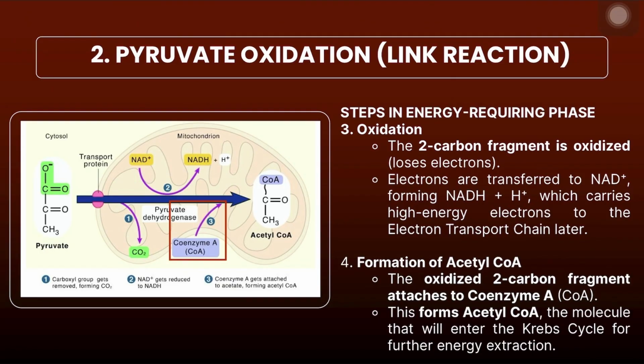Again, in the last stage of the pyruvate oxidation, the 2-carbon fragment will be attached to coenzyme A to form acetyl-CoA. This acetyl-CoA is the key molecule that will enter the Krebs cycle.